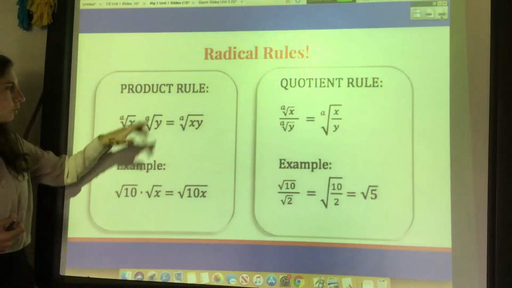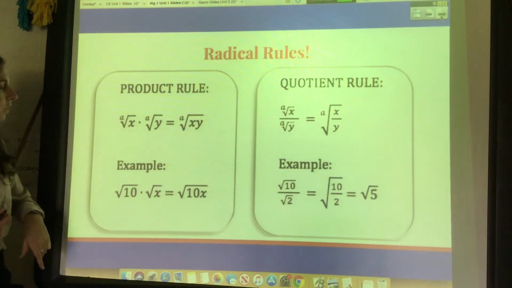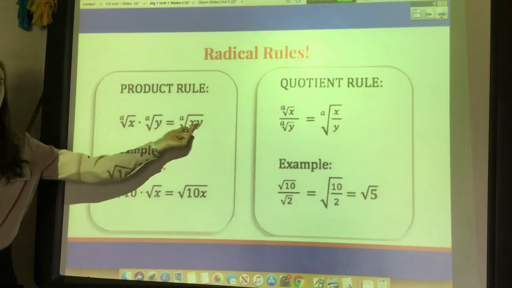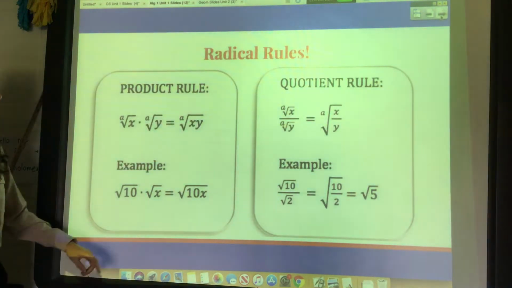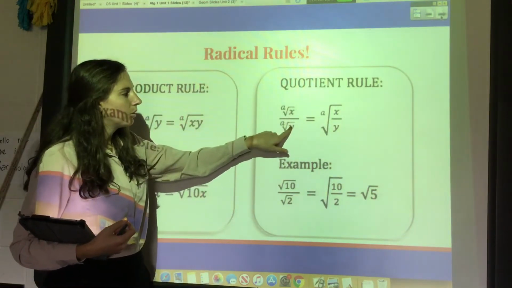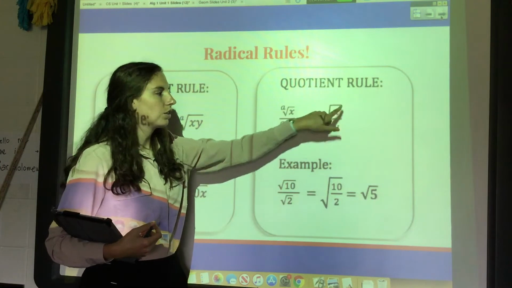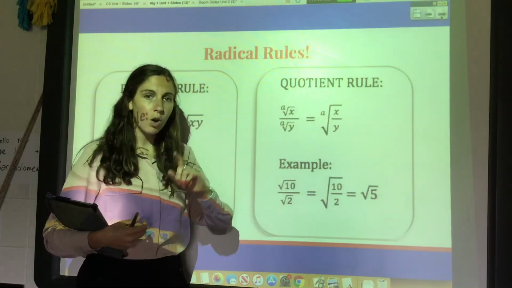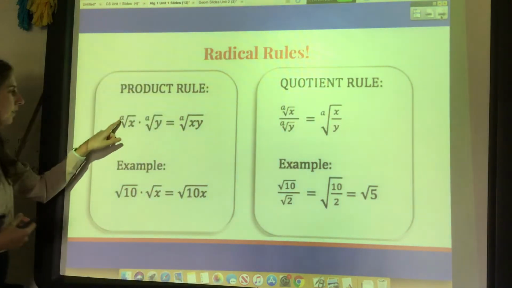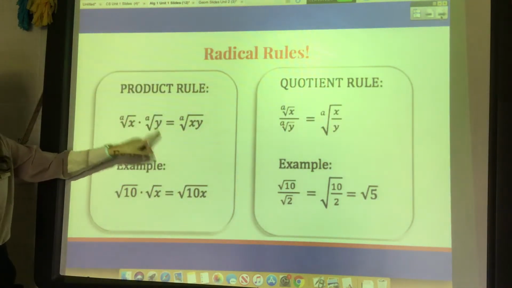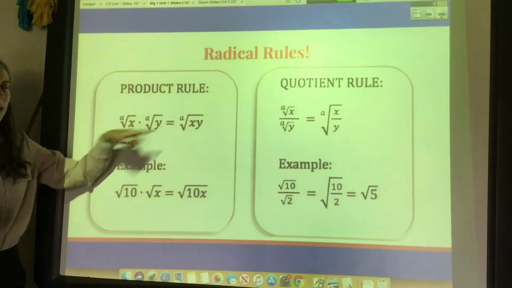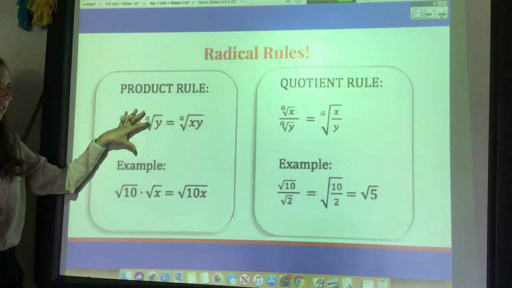We call this the product rule because it's about multiplication. So if you ever multiply 2 radicals together, you can just combine them all into one radical. Same thing with division, that's why it's called the quotient rule. If you're dividing 2 radicals, you can combine them all together under that same radical symbol. This only works if they have the same index. So for example, if this were a square root and this were a square root, then it would all just become a square root. The index doesn't change as you bring them together or separate them.